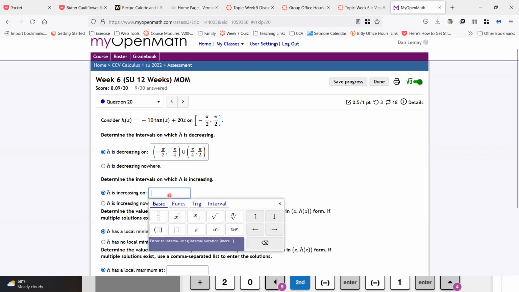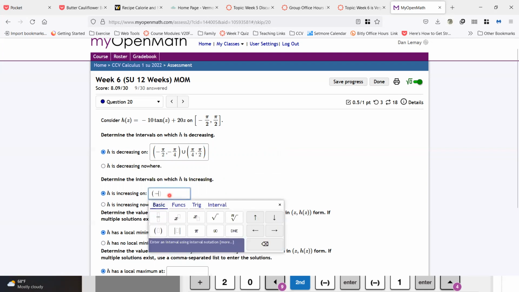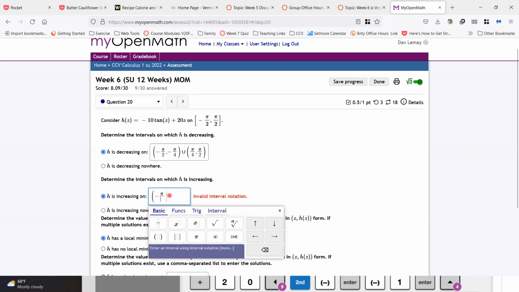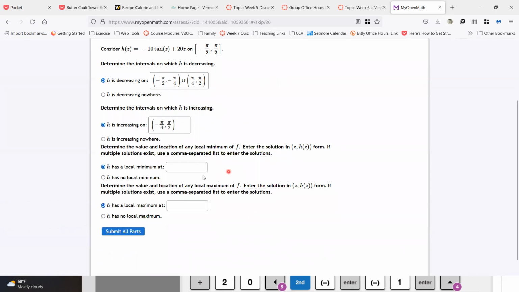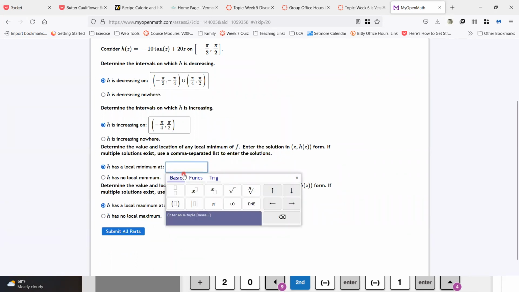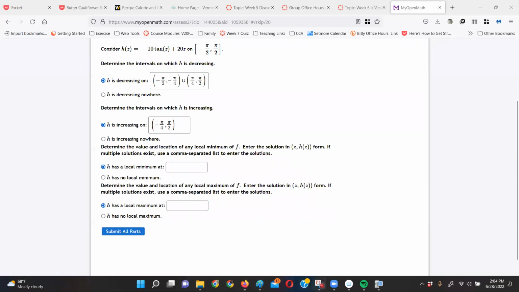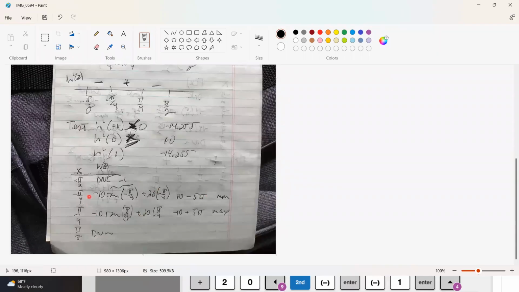Then it's increasing on the interval negative pi over 4, comma, pi over 2. I almost said 4. And then it has a local minimum. Where did I say the local minimum was? At negative, no, at negative pi over 4, right? Isn't that what I said? Let's see if I can find my work again, just so I make sure I'm looking at the right thing here. Yeah, the minimums happen at negative pi over 4. That's what we found. And that's what I found.